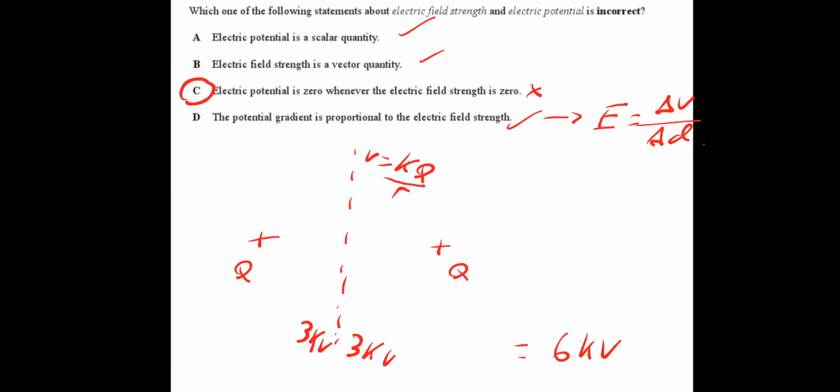Whereas electric field strength is a vector quantity. So the electric field strengths would be numerically equivalent. They would be the same. However, they're in opposing directions, so they would actually cancel out. So in this scenario, you'd have an electric field strength of 0 newtons per coulomb, but we would still have this 6 kilovolt electric potential. So that's a way of explaining it.